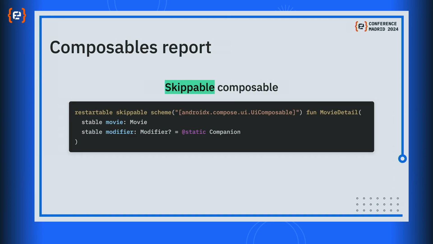And then we have the composable report that will tell us whether the composables are skippable or not based on the stability of its arguments. If all the arguments are stable, the composable is skippable. So in this case, we have a movie detail which is stable because the movie is a stable class and the modifier is also stable by default. So unless we change the value of the arguments, this composable doesn't need to be recomposed.